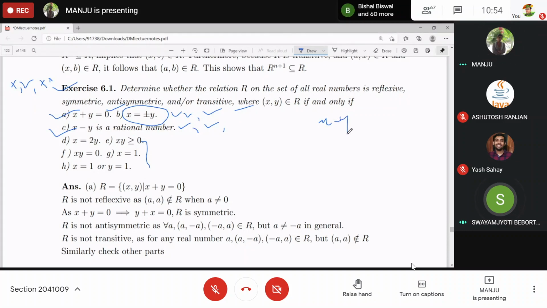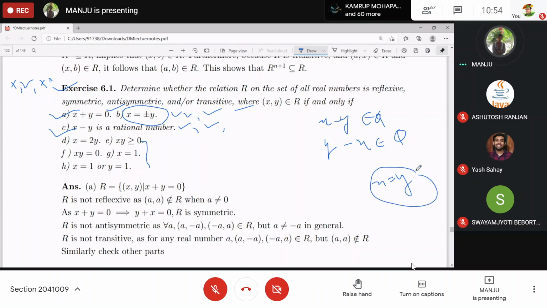Not antisymmetric, ma'am. X minus y belongs to Q, Q is rational. Y minus x also belongs to Q. We are going for antisymmetricity. From here, can you say x is equal to y? It may not be always. That is 1, 2: 1 minus 2 is a rational number, 2 minus 1 is a rational number, but 1 is not equal to 2. So not antisymmetric.